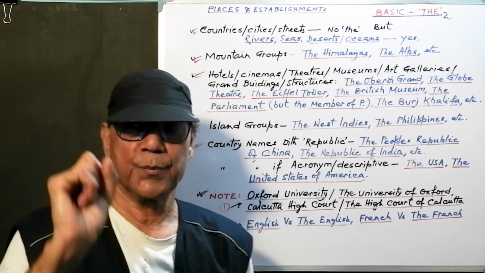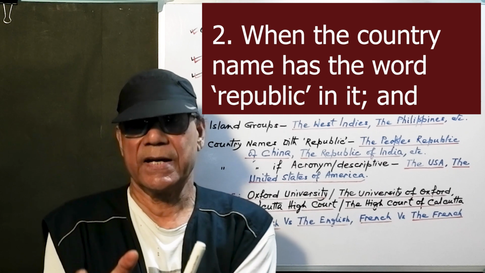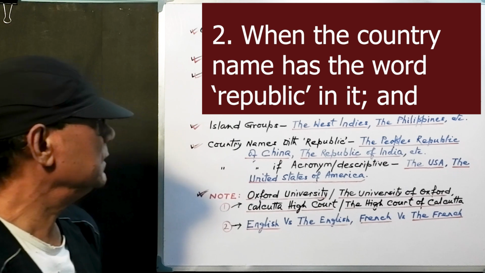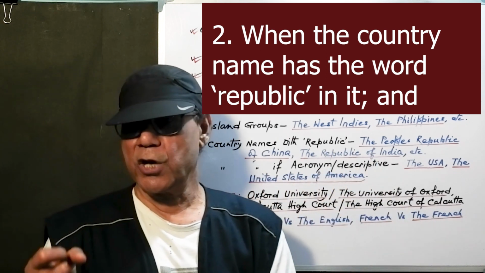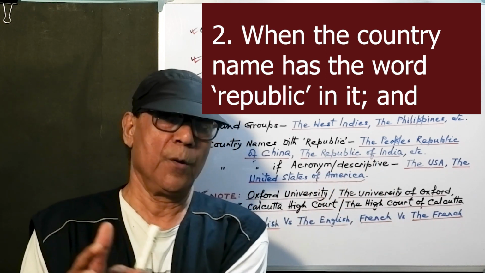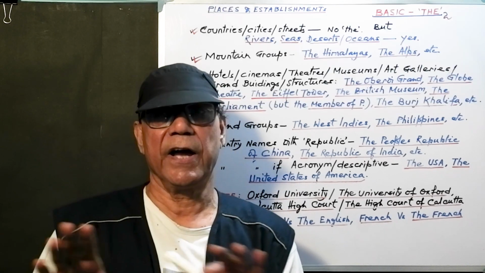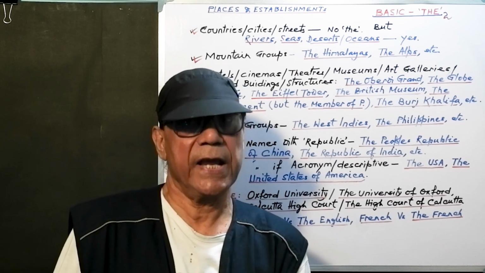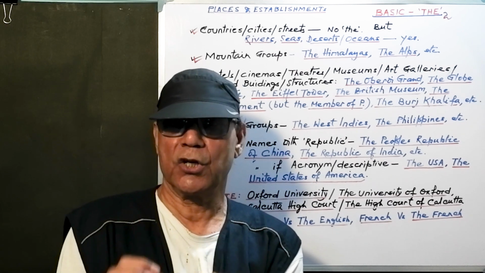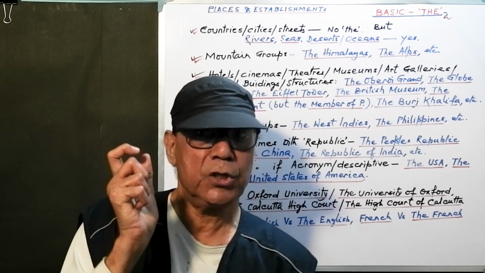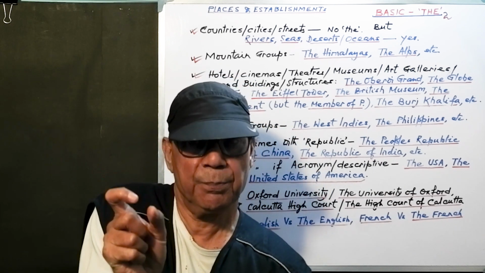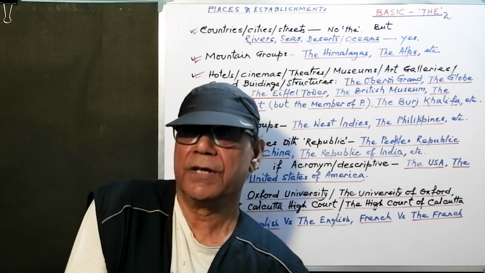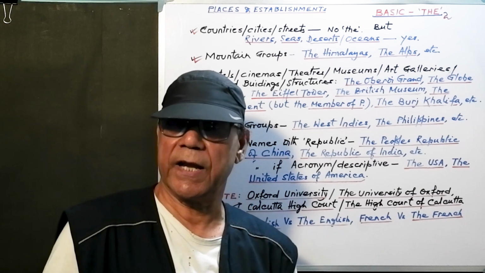Then number 2, if the name of a country has the word republic, for example, the People's Republic of China, the Republic of India. When you say China, it's fine. The China is not at all acceptable. When you say India, it's fine. The India is not at all acceptable. But the moment you add the word republic, then it becomes the Republic of India, the People's Republic of China.